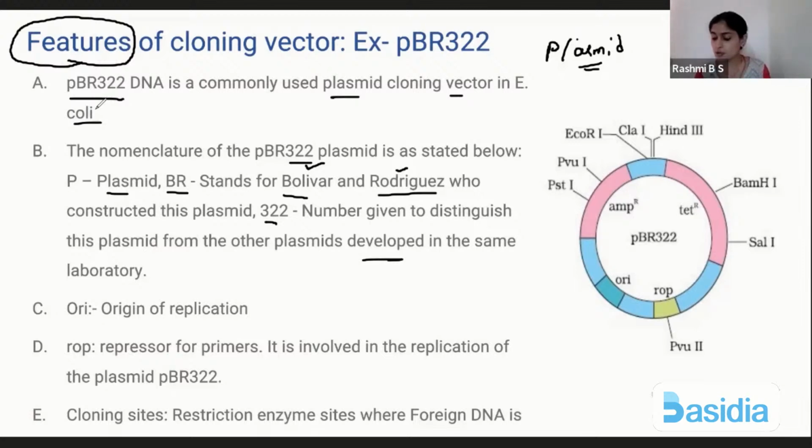Okay, so any doubts in the name of the plasmid? Any doubts in the name of the plasmid, children? Are you getting any doubts? No. Okay, it's clear. Now look at the plasmid picture here. It has some important labeling and important features in it.